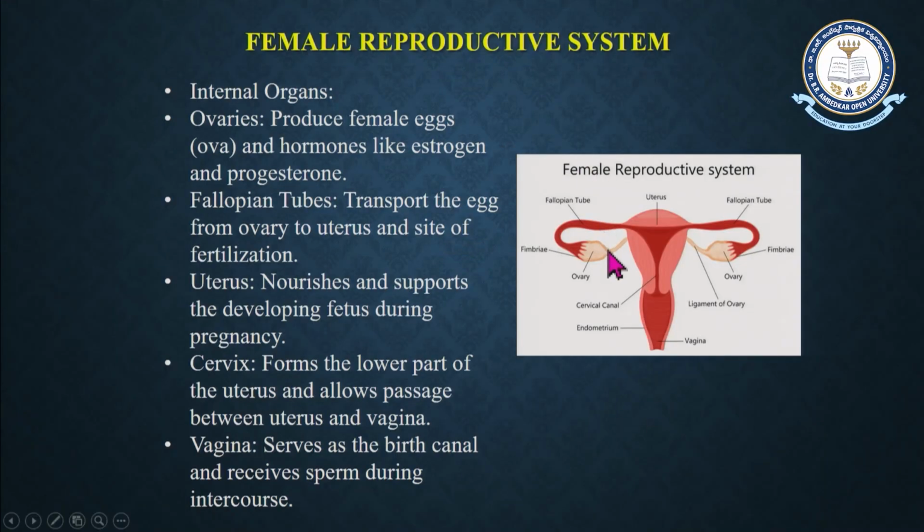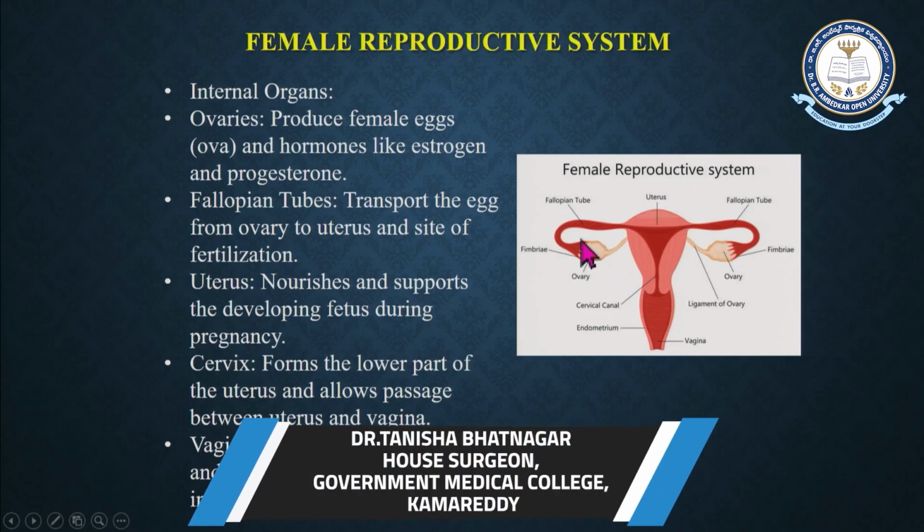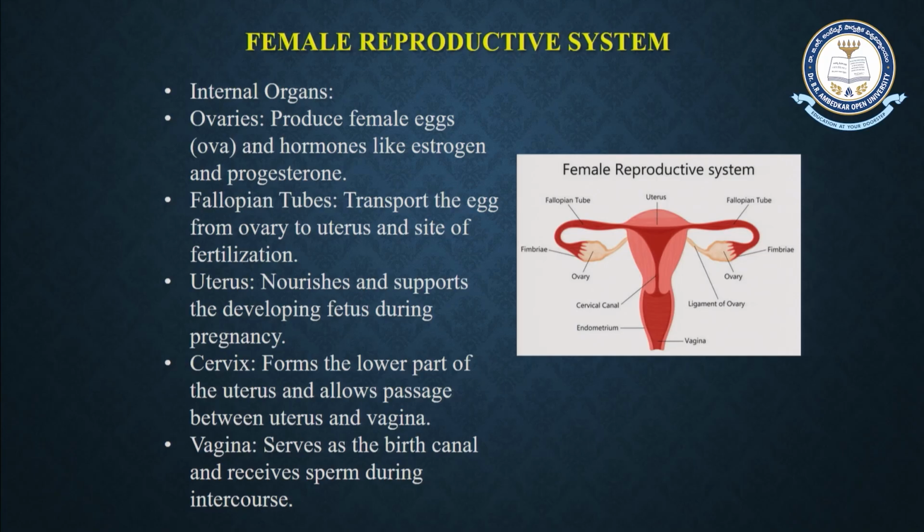As you can see in this diagram, there are two tiny egg-like structures present. These are the ovaries. They produce the female eggs, also known as the ova, and hormones like estrogen and progesterone. Then comes the fallopian tubes. These two tiny little tubes that you can see, which are attaching the ovaries to this triangular structure. These are the fallopian tubes.